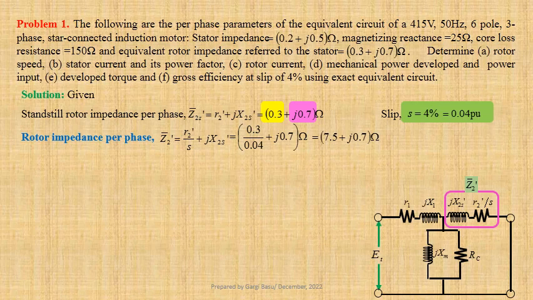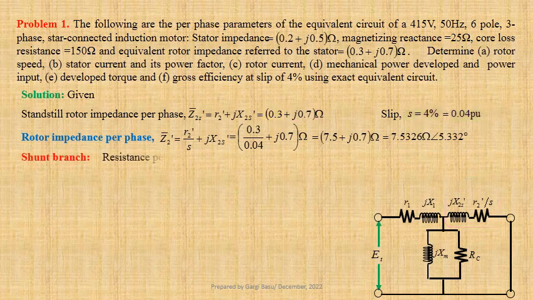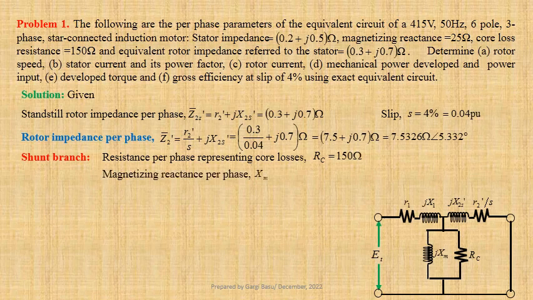This may be written in polar form as 7.5326 ohm at an angle 5.332 degree. For the shunt branch, given resistance per phase representing core losses RC equals 150 ohm and magnetizing reactance per phase XM equals 25 ohm. Let us now calculate RC plus jXM. Using values we get 150 plus j25 ohm.